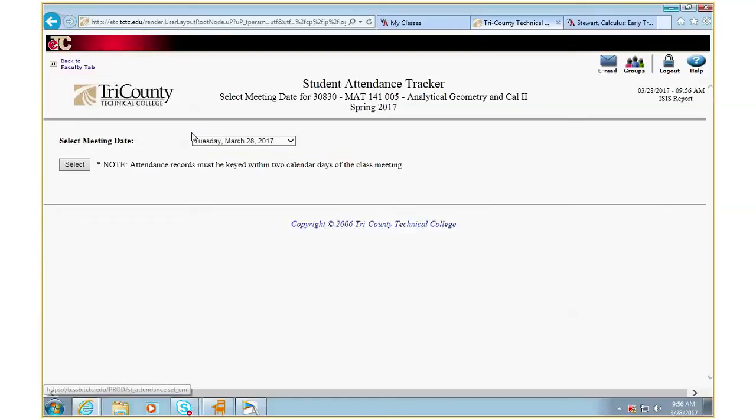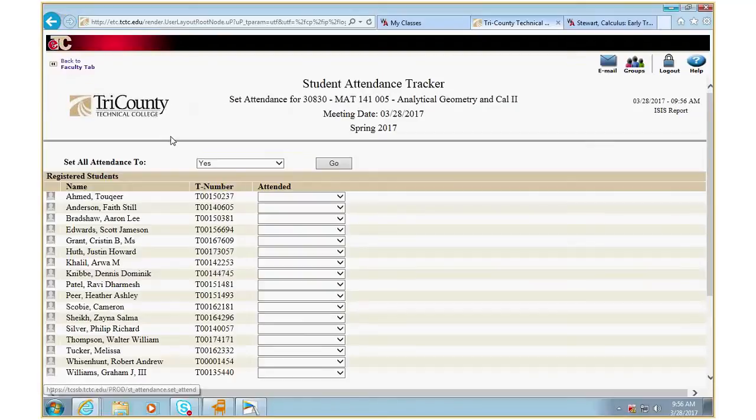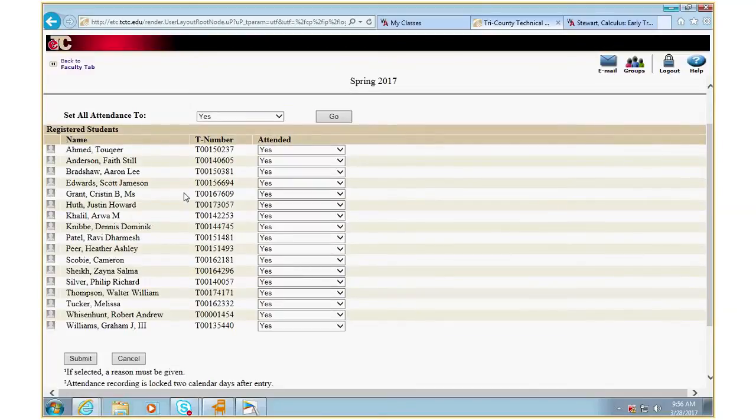141. Okay, Ahmed is Skyping in. Faith is Skyping in. Bradshaw is Skyping in. Edwards is here. Grant's here. Hutt's Skyping in. Khalil is not here. Nabay is here. Patel is here. Pierce Skyped in. Scobie Skyped in. Sheik is here. Silver's here. Thompson, I'm here. Okay, sorry, you were the first one I added. Tucker is here. Wisenhunt is here, and Williams is here. So only one person absent today.